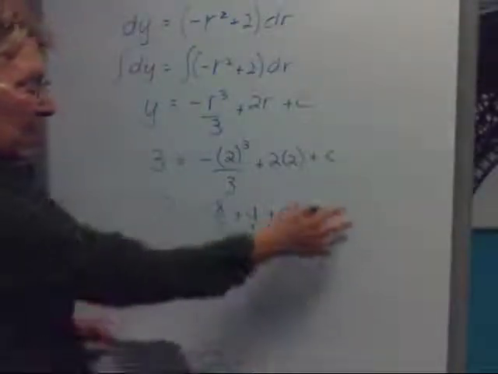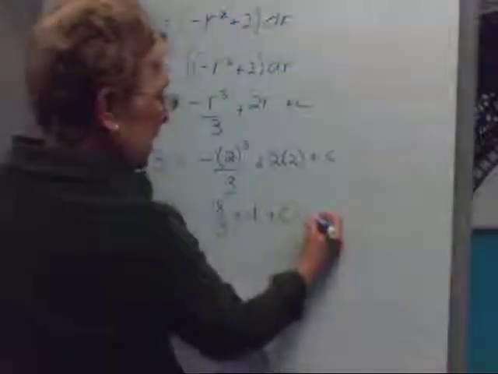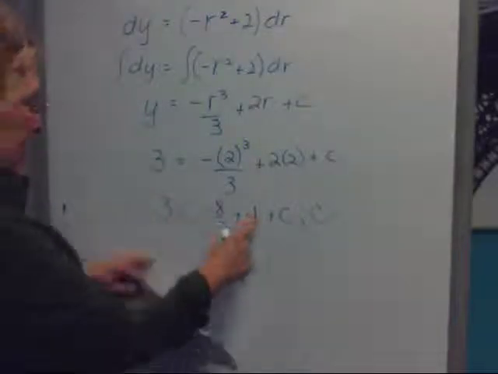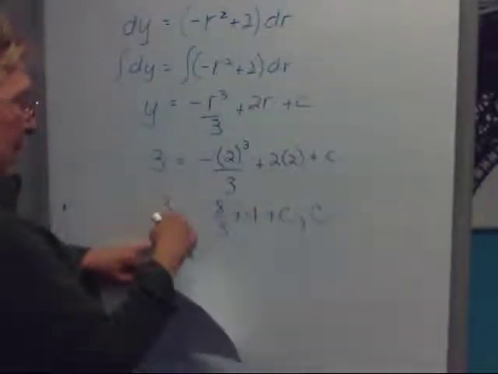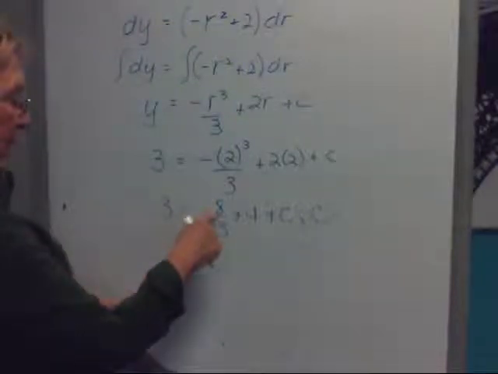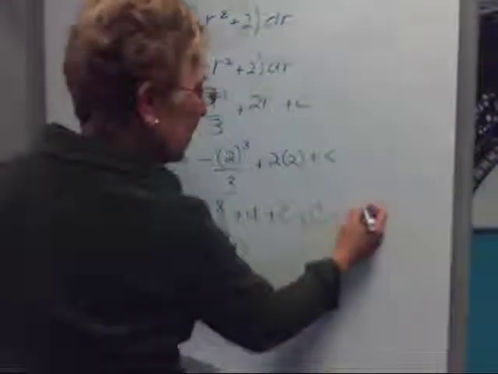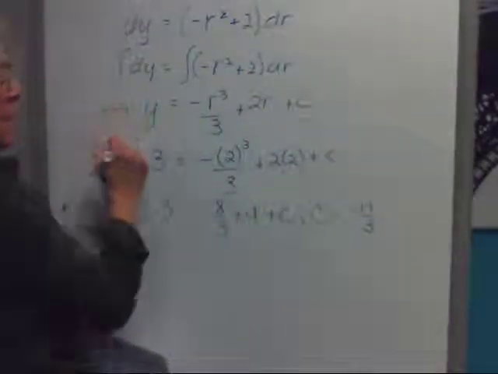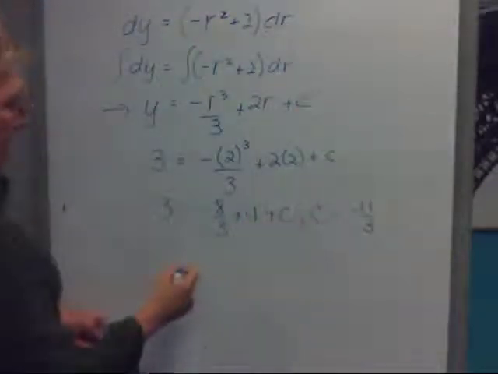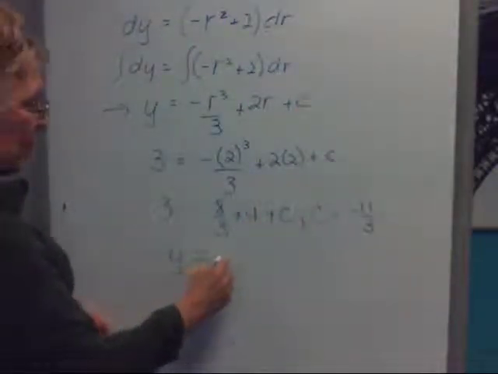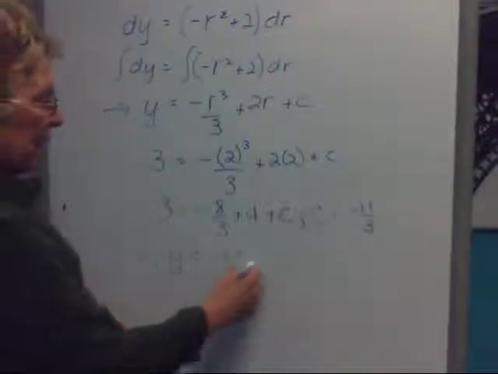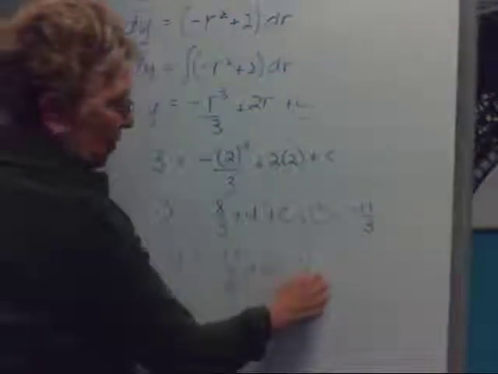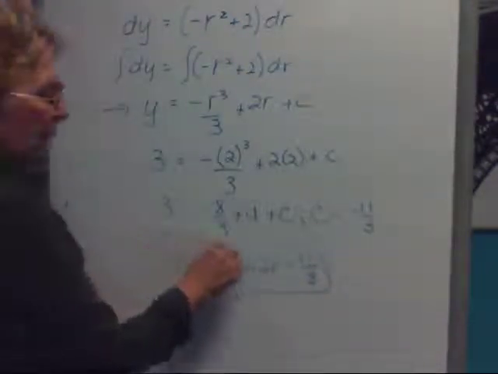I think I'm running out of space, so I'm going to go sideways here. So c must equal, that's not a very good looking c. Let's see, if we got everything to the left side, we have a minus 1 and minus 8/3, so that would be minus 11/3. And in place of c up in this line, we're going to finish it off, clean it up with minus 11/3. So y is now equal to minus r cubed over 3 plus 2r plus a negative 11/3. And that's your equation for y.